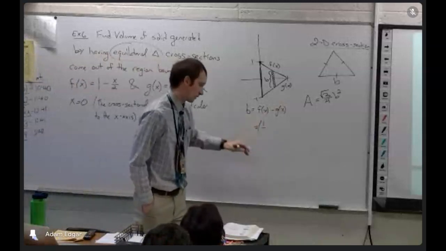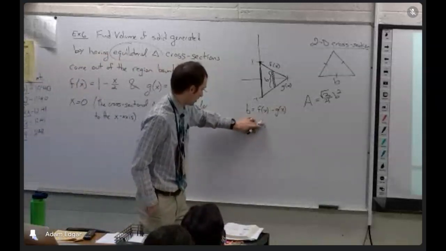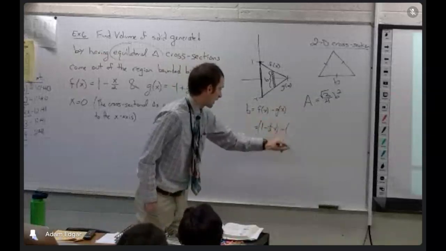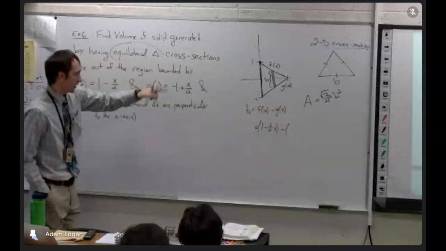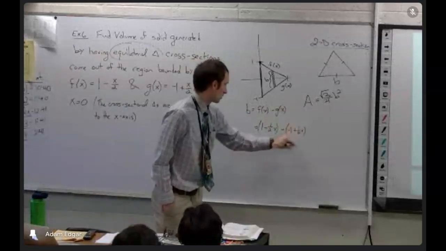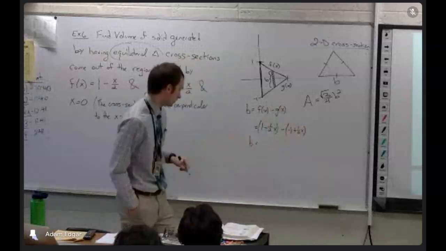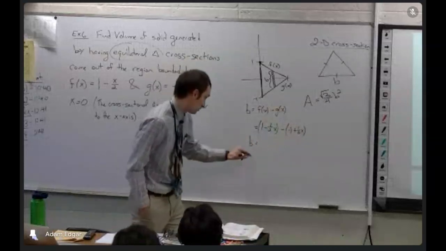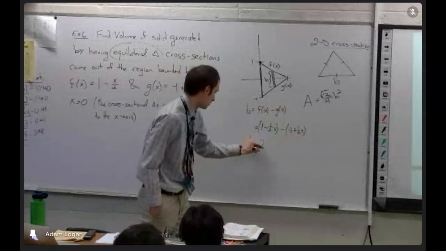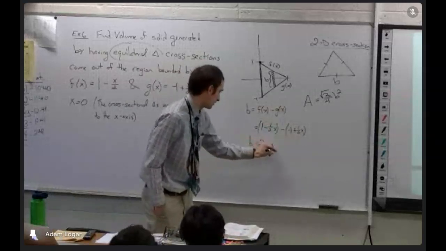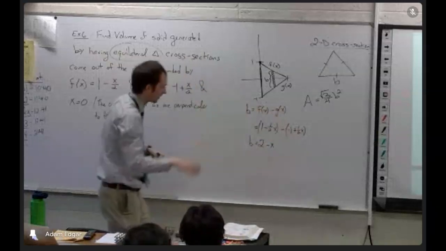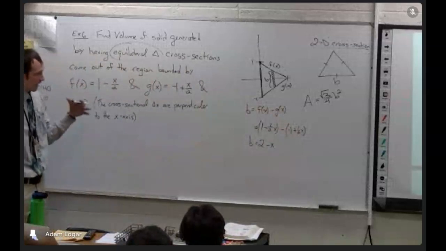That's not how you do 1 minus. 1 minus a half x, and you're subtracting g of x, negative 1 plus a half x. And you get b equals, oh yeah, you're right, 2, so 2 minus x. Yeah, of course this is 2 times that. So you get 2 minus x, that's b.